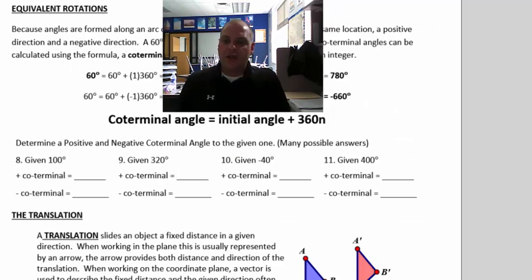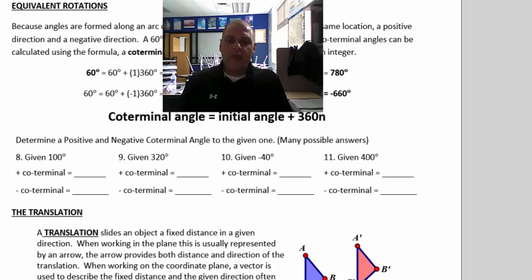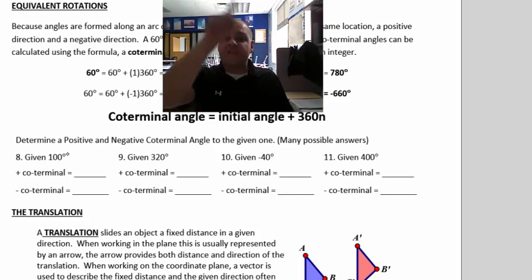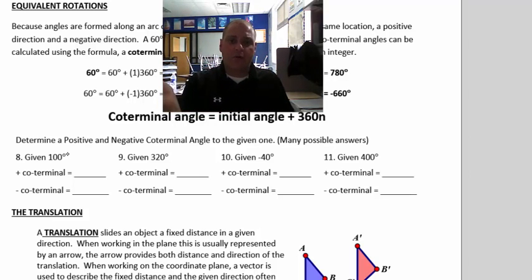And real quick, coterminal angles. Coterminal angles give us equivalent rotation. If you rotate 100 degrees, now remember, 360 is all the way around. All you have to do is add 360 and you have the exact same rotation. I'm going to model this better in class tomorrow, but you add 360 and then subtract 360. So 100 plus 360 is 460, a plus coterminal angle.